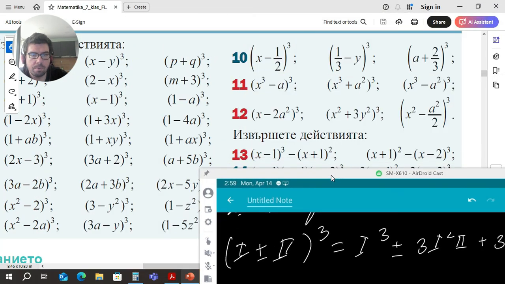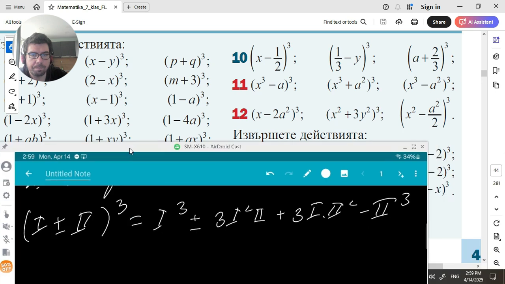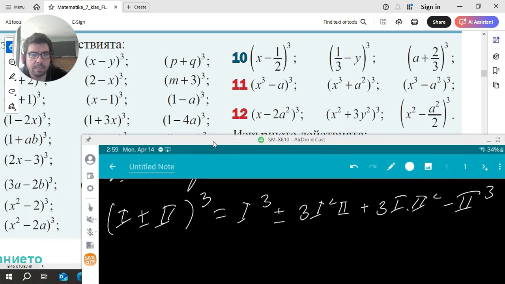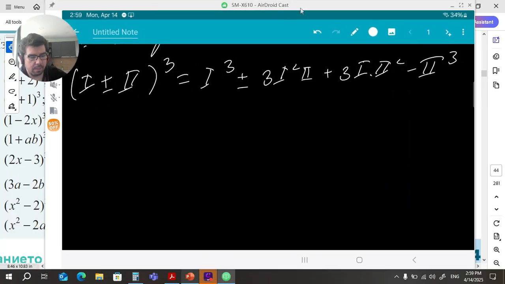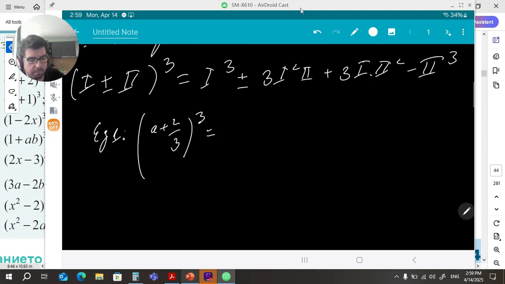So let's do, what do we want to do? Well, let's start with the third one, (a plus 2/3) to the power of 3. Okay, so I get exercise 1, (a plus 2/3) to the power of 3. I use the logic of the formula, I follow the instructions of the formula.